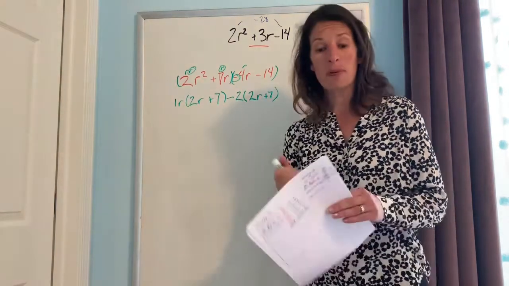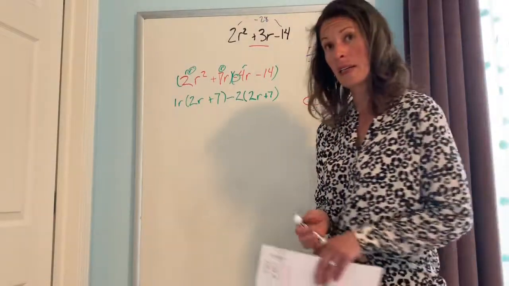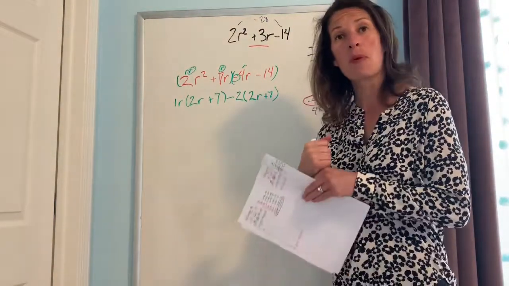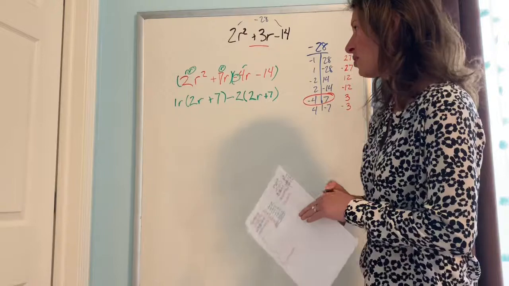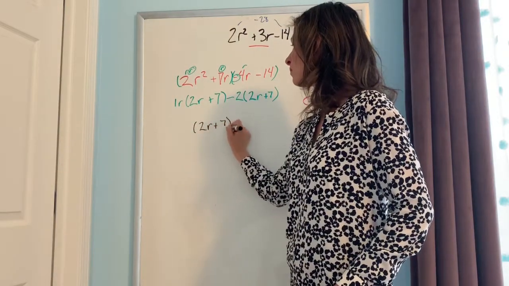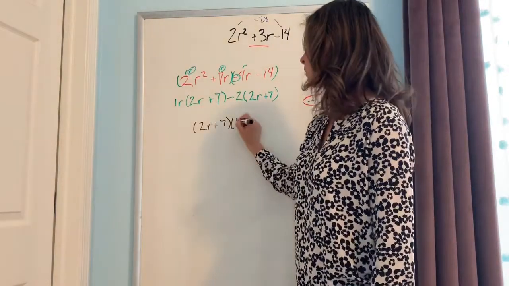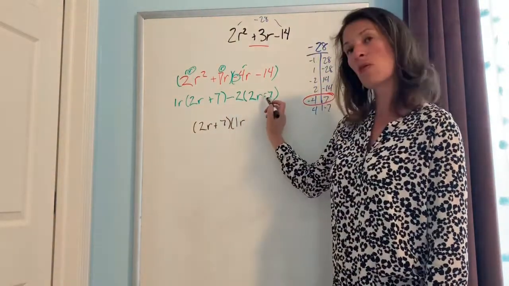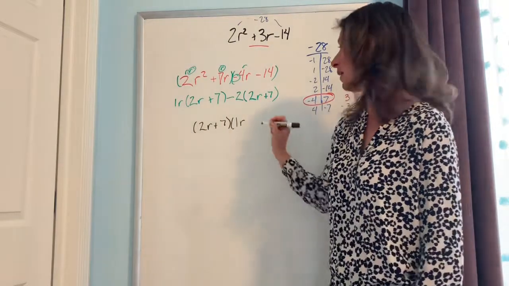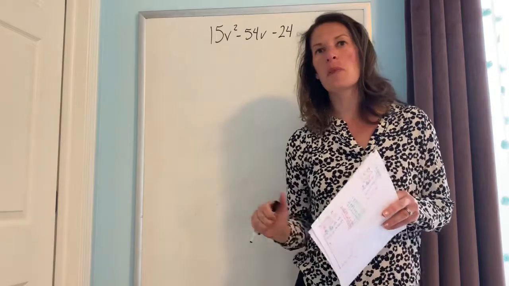So do my parentheses match? If my parentheses match, then I did it correctly. I have 2r plus 7 in both parentheses. So I'm going to write 2r plus 7. This 2r plus 7 is being multiplied by that 1r. This 2r plus 7 is being multiplied by a negative 2. And that's it. Okay, let's look at number 3.